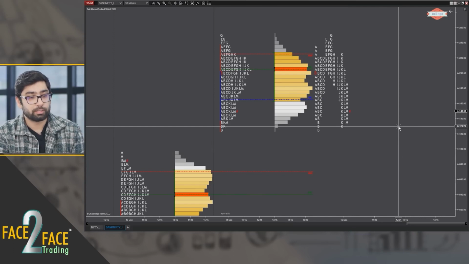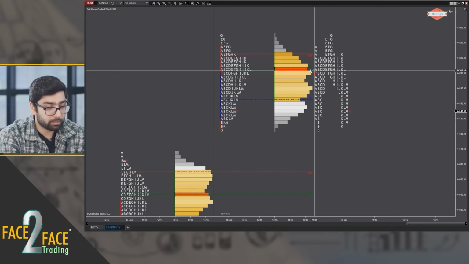गुड मॉर्निंग फ्रेंड्स। आज हम मार्केट प्रोफाइल को अप्लाई करना सीखेंगे लाइव मार्केट्स के अंदर। Today is the 15th of December and the time right now is 9 o'clock and 10 minutes. So within 5 minutes we'll be starting with the live market.